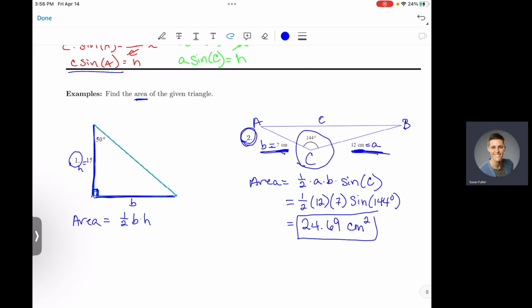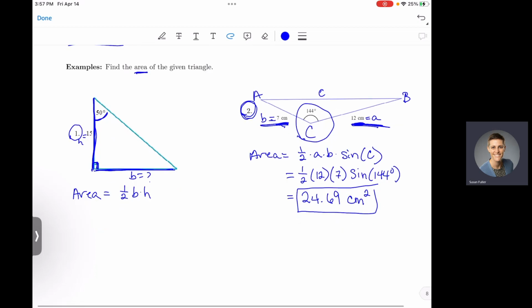But in order to do this, we have to figure out what our base length is. All we're given is that our height over here is 15, and I know that this angle is 50 degrees. I do not know what my base is. So that's the first thing that we have to figure out. But we have trig. This is a right triangle. This is not an oblique triangle. It's right, which means we have SOHCAHTOA. We have trig at our disposal. I can use what I know to help with this.